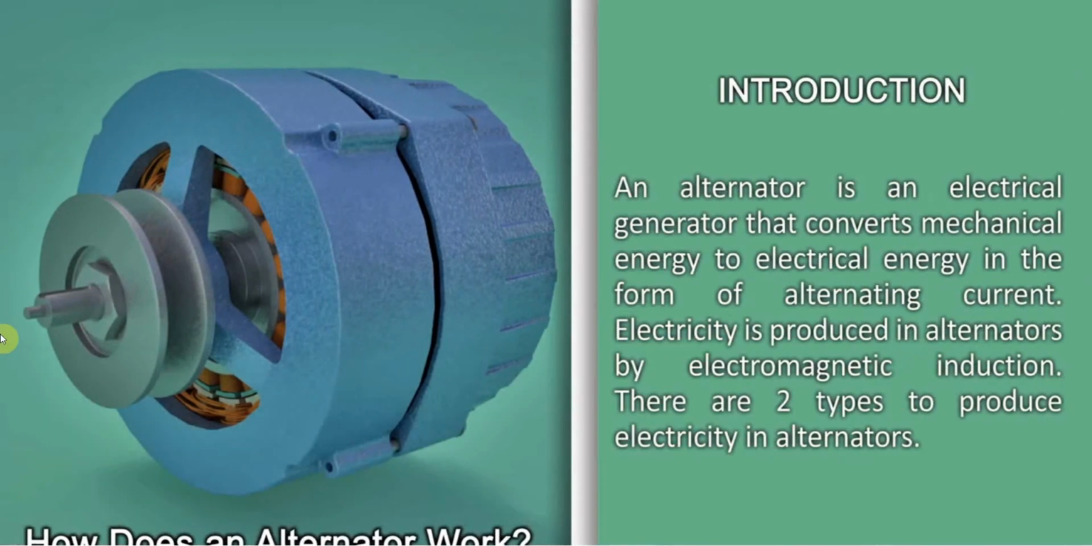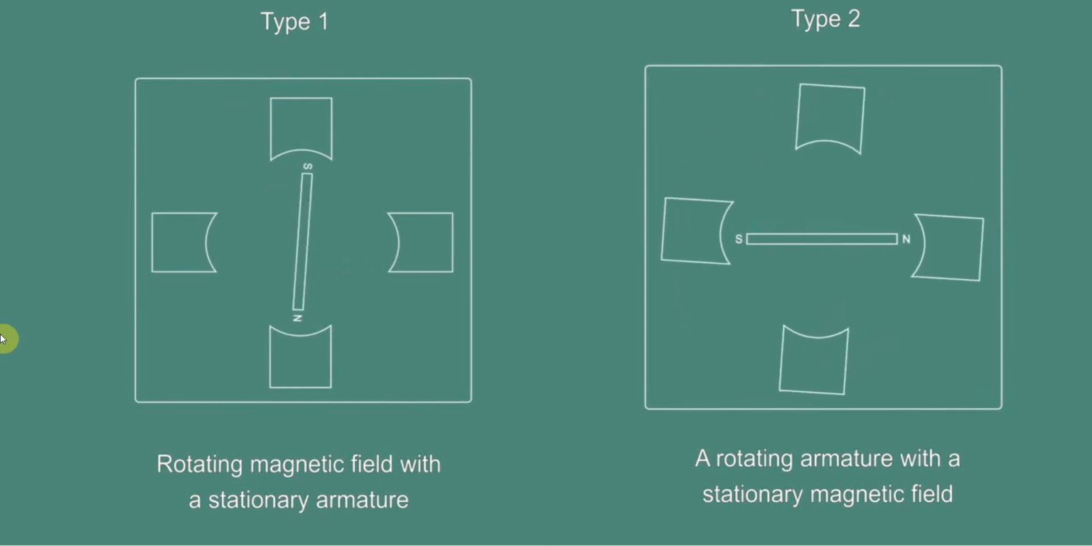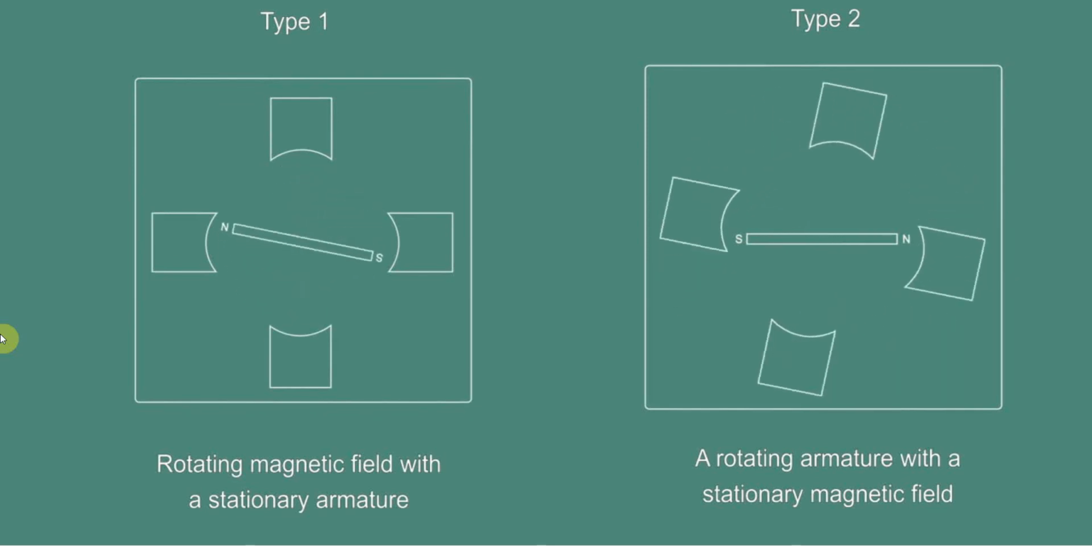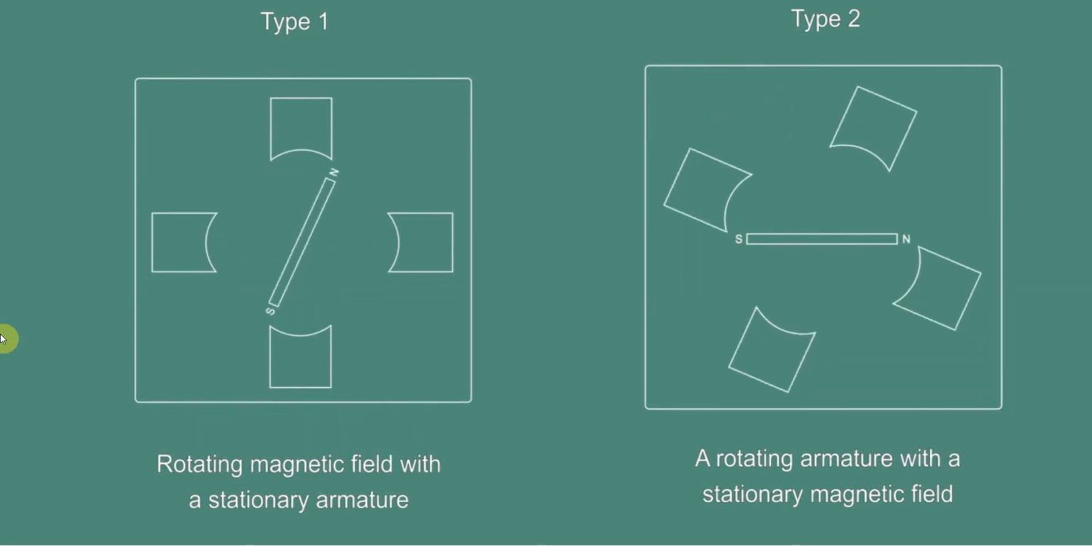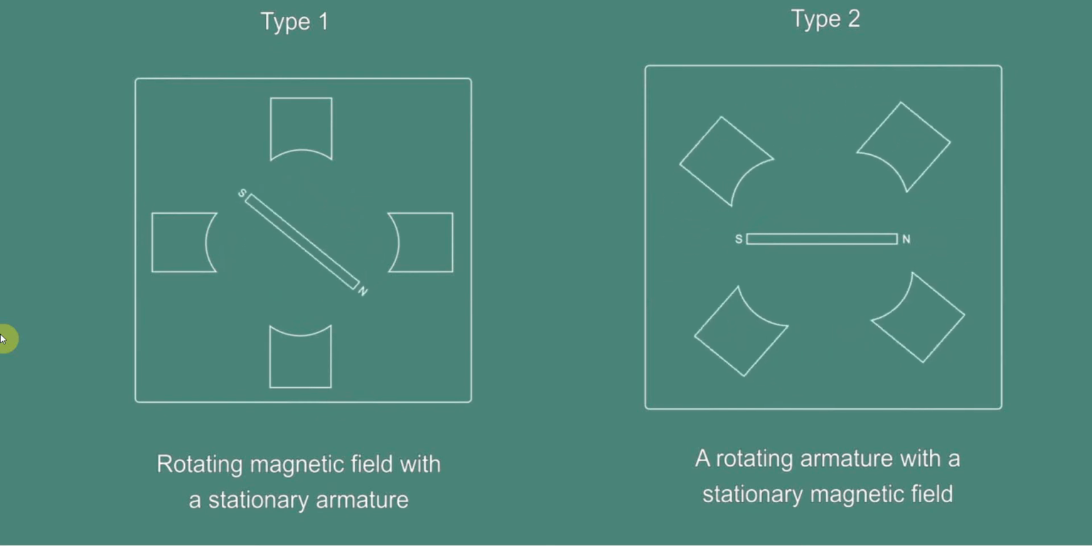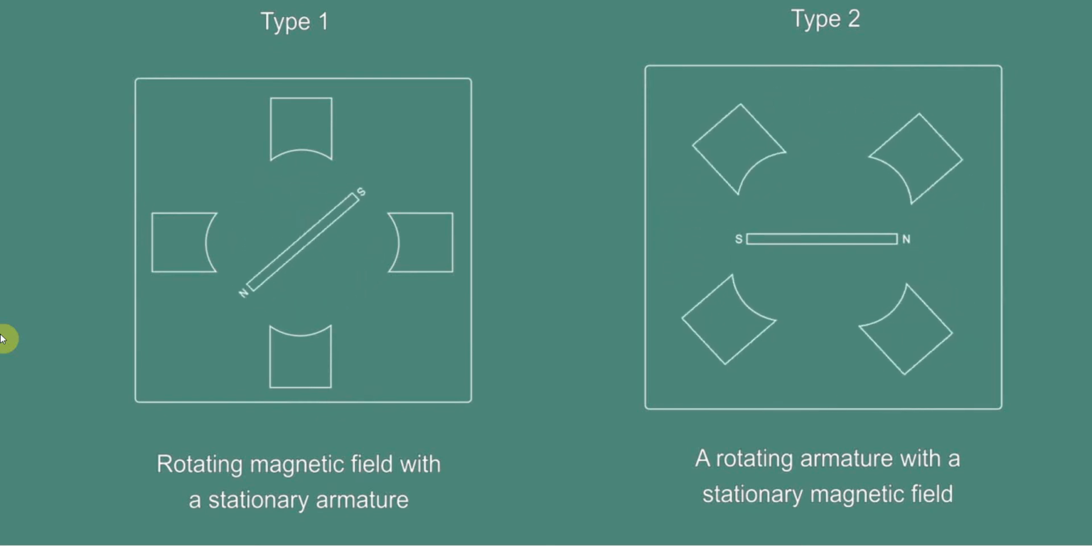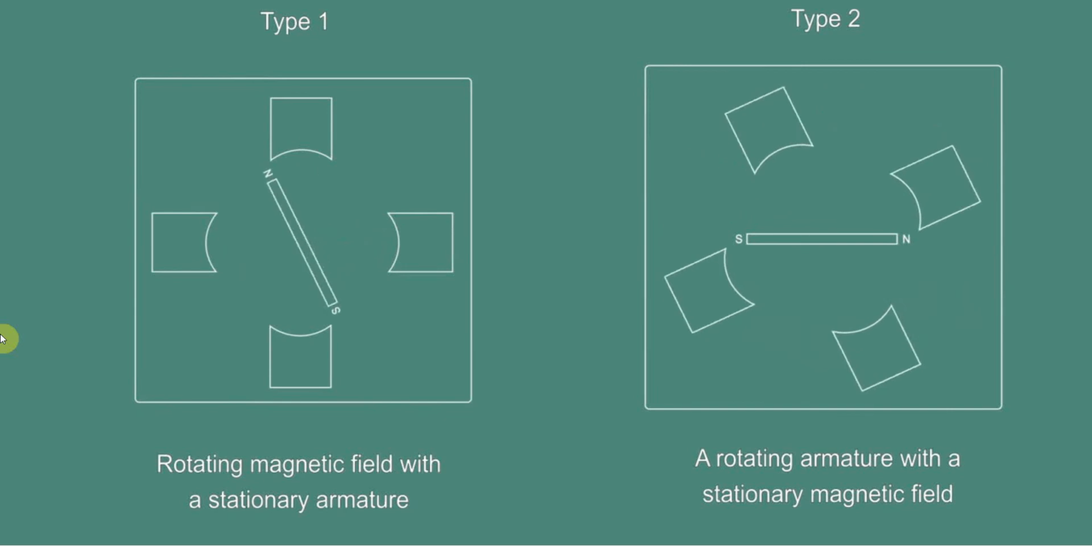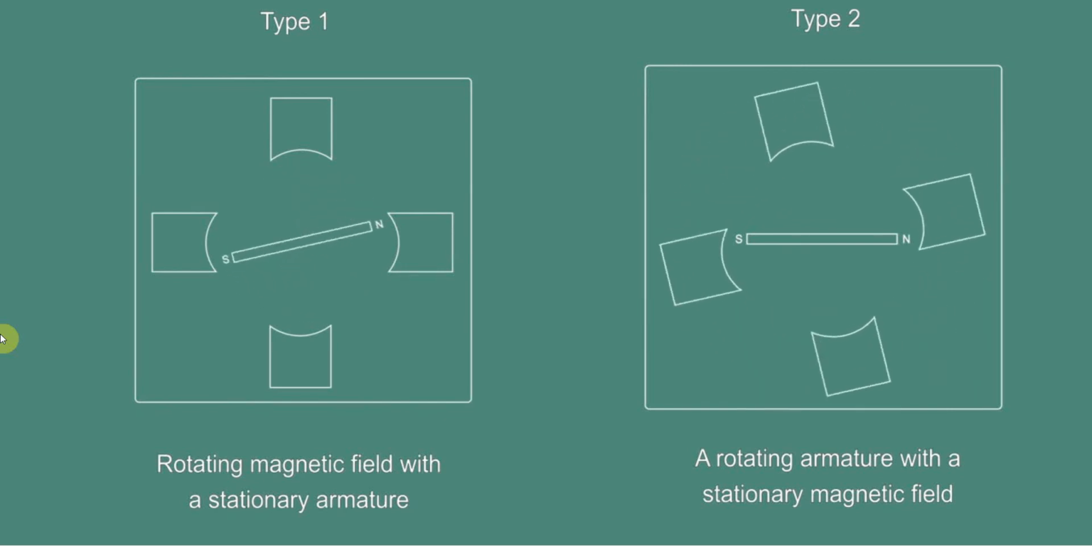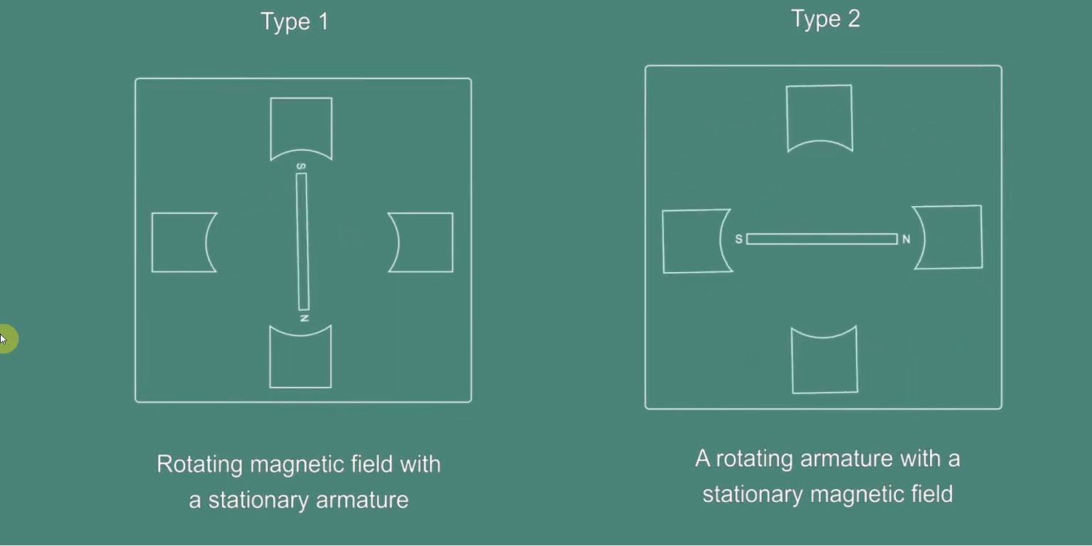An alternator is an electrical generator that converts mechanical energy to electrical energy in the form of alternating current. Electricity is produced in alternators by electromagnetic induction. There are 2 types to produce electricity in alternators. Type 1, a rotating magnetic field with a stationary armature. Type 2, a rotating armature with a stationary magnetic field. Most alternators use a rotating magnetic field with a stationary armature.